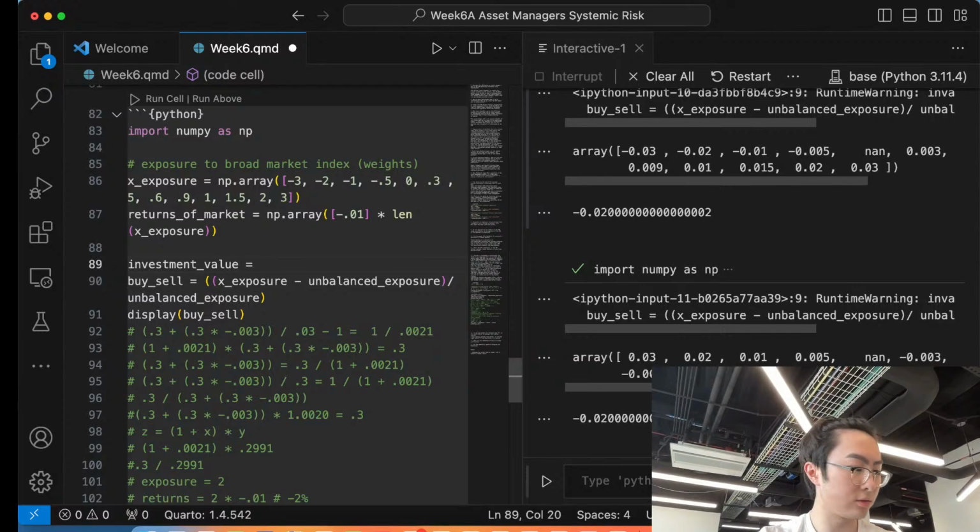Investment value is equal to X exposure times 1 plus returns.